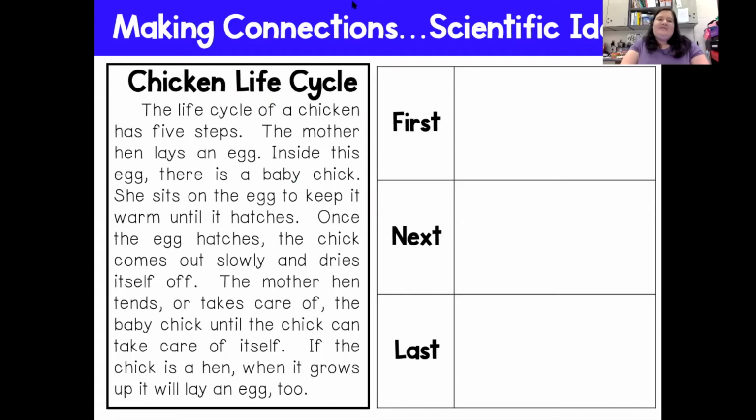Chicken life cycle. The life cycle of a chicken has 5 steps. The mother hen lays an egg. Inside this egg, there is a baby chick. She sits on the egg to keep it warm until it hatches. Once the egg hatches, the chick comes out slowly and dries itself off. The mother hen tends or takes care of the baby chick until the chick can take care of itself. If the chick is a hen, when it grows up, it will lay an egg too.